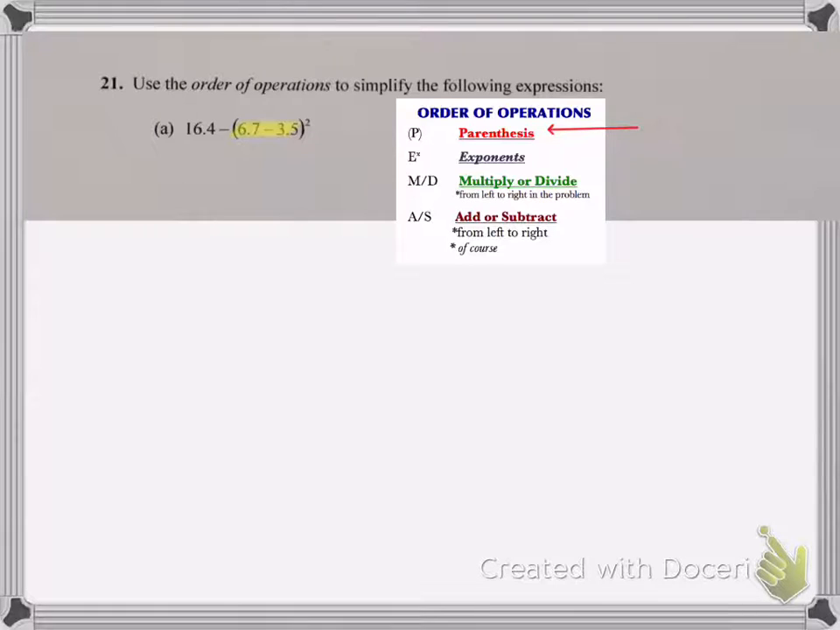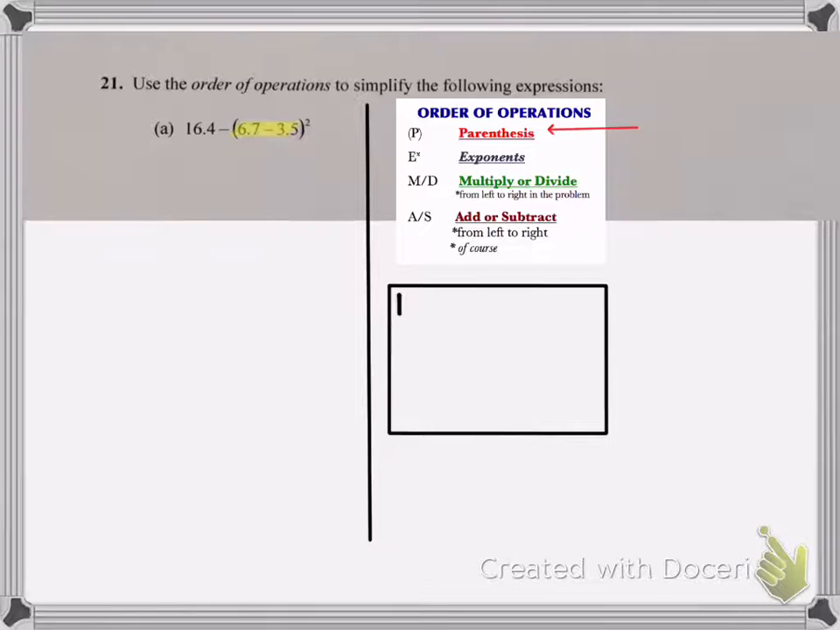I'm going to split my workspace into two sections right here. On the left, I'm going to keep all my steps nice and organized, and on the right, I'm going to do my scratch work. So let's make a space for me to do the parentheses step. So 6.7 minus 3.5 gives me 3.2. Notice how I lined up the decimal points and dropped that decimal point straight down. So that's going to give me 3.2.